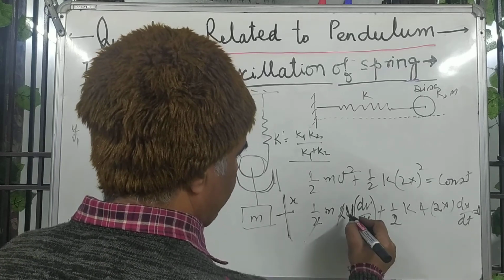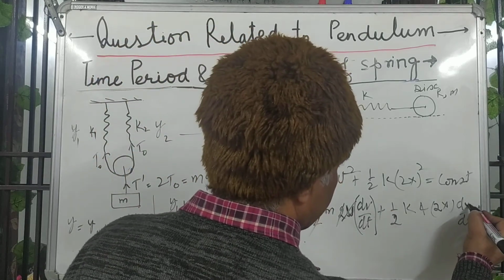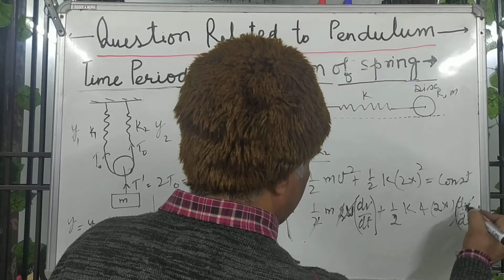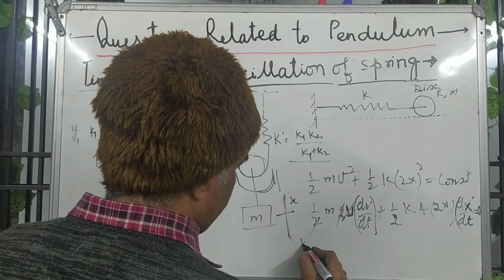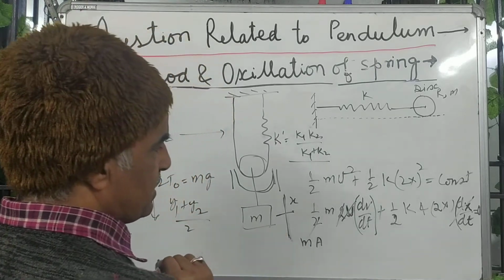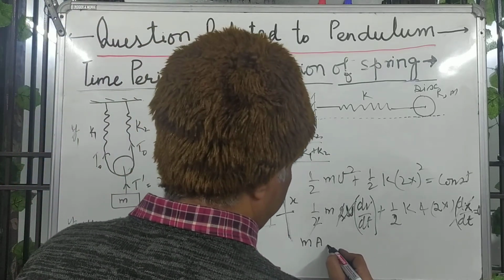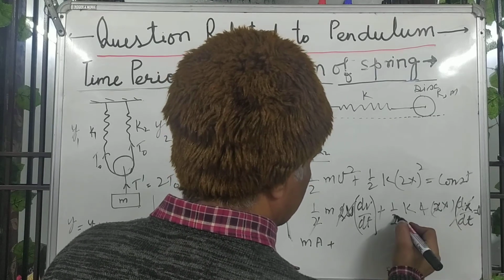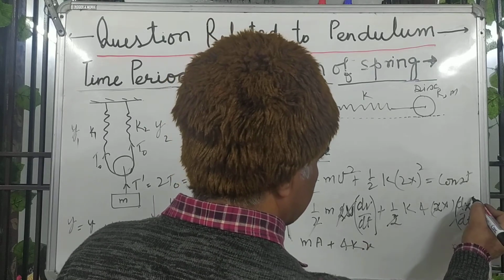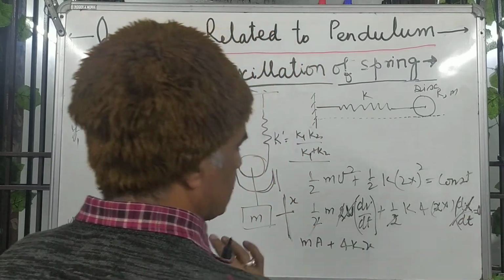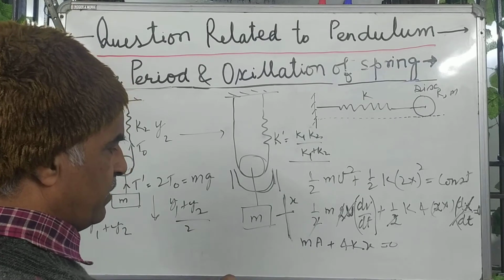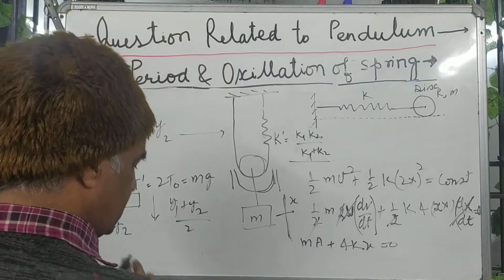So divide the equation by v. This v and this dx by dt are both the velocity, so they cancel. So we are left with m times dv by dt, the acceleration, ma, plus, this 2 and this 2 cancel, 4kx equal to 0. So from this we find the acceleration.